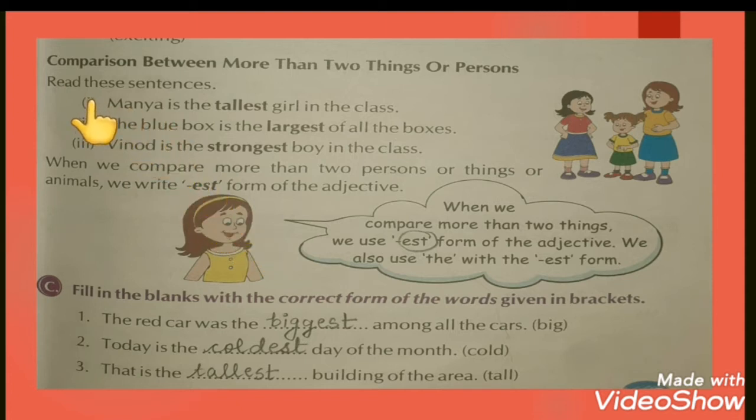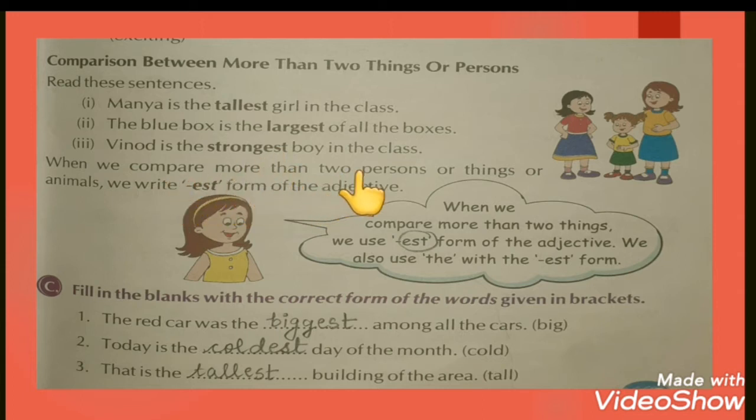As we will read this sentence. Manya is the tallest girl in the class. Here we are comparing Manya with all the girls of the class and saying that Manya is tallest. So that's why after tall, we have added est, that is tallest. The blue box is the largest of all the boxes. Here also the same. Vinod is the strongest boy in the class. So tallest, largest and strongest are the words which are used for comparing more than two things or persons.